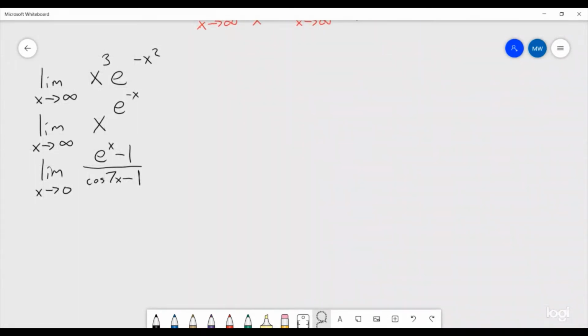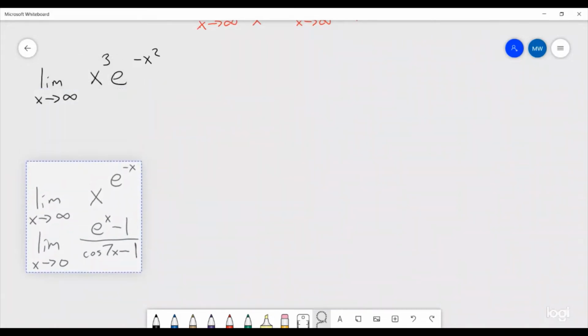So we have to figure out what is the limit as x goes to infinity of x cubed e to the negative x squared. Well, this one's already infinity times 0. So that means we just have to figure out how I can write this as infinity over infinity or 0 over 0. Well, one of the terms has a negative exponent, so let's just move that negative exponent to the bottom and make it a positive exponent.